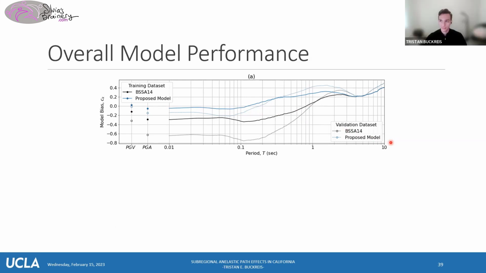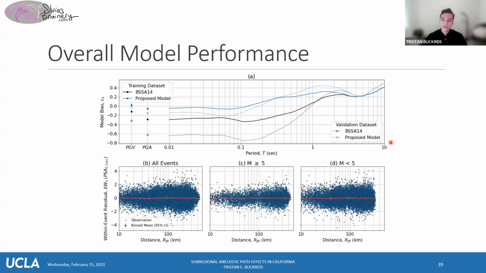Exactly. Okay. And this can also be seen if we see those same plots from before, but with the updated model, where for all of the events, we're right on 0 for our bin means with distance. For magnitude greater than 5, we're a little bit better than what we saw before, which is great. And for magnitude less than 5, we're doing much better than what we saw before. So we can see that we've corrected for those path effects at an average scale.